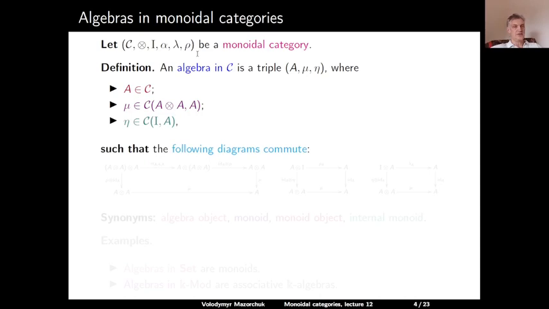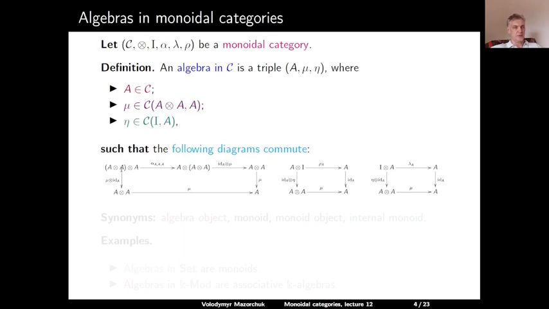And this datum is supposed to satisfy the following conditions. The following three diagrams should commute. And we have exactly the same three diagrams as we saw on the previous two slides. The first diagram is associativity. We start from A tensor A and then tensor A.